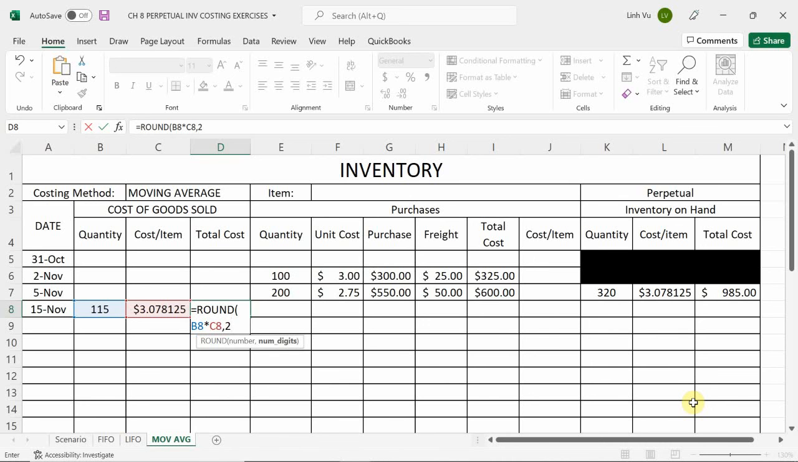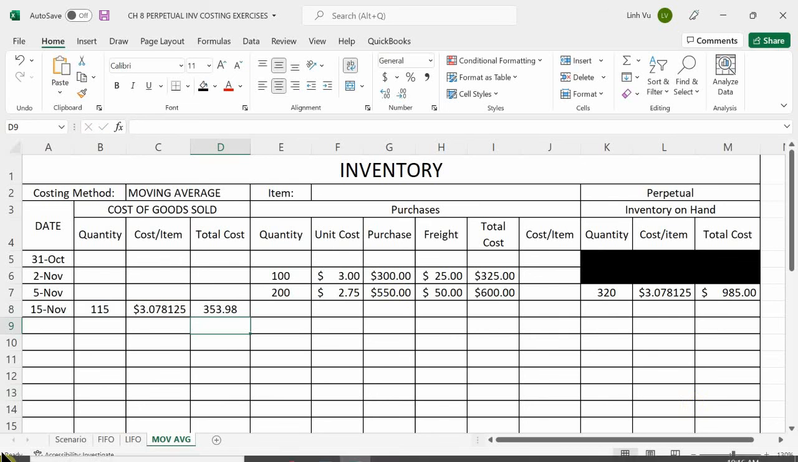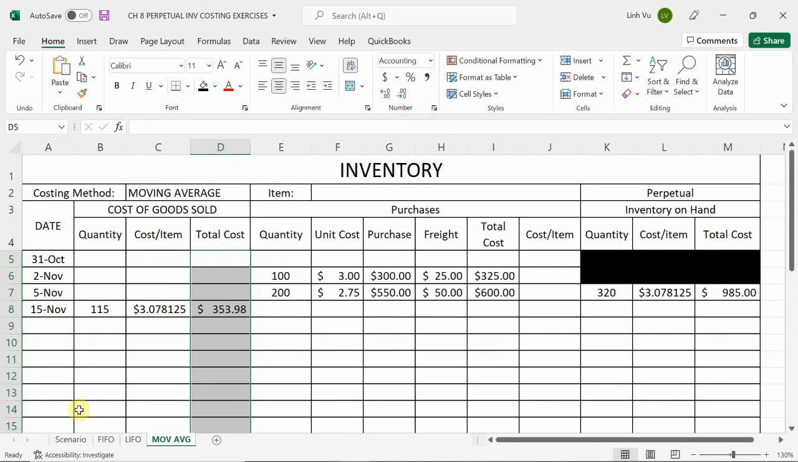3, 5, 3, 9, 8, 4. Yes, 9, 8, 4 tells you to not round up. Okay, so what do you do with this? Now we need to sell 115. We already did. What do I do with this number here?